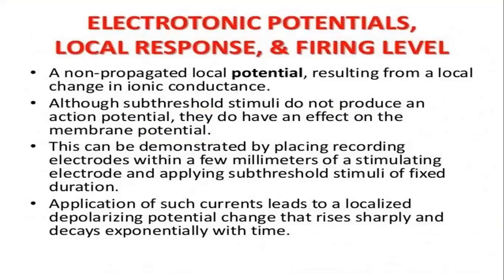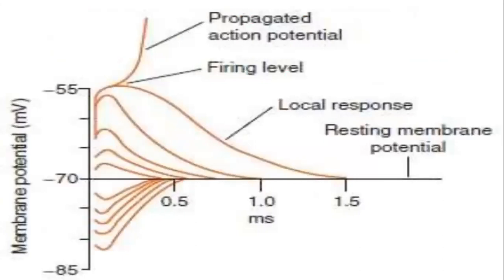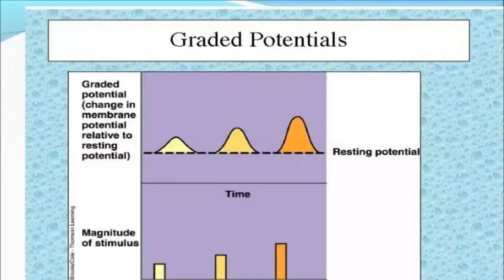We have already discussed electrotonic potential, local response, and the firing level. At firing level, a critical number of sodium channels open due to application of a threshold stimulus. Electrotonic potentials and local responses are non-propagated, and here a threshold stimulus is not applied. So you can see here local response, resting membrane potential, firing level, propagated action potential.